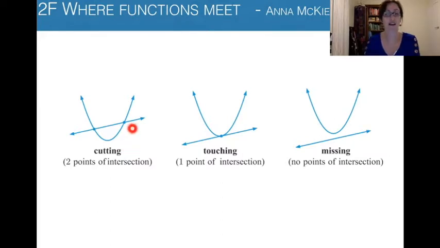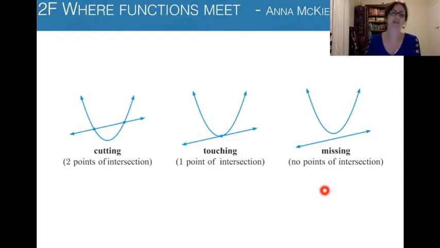They could cut each other, which means that they would meet twice. They could touch each other. Do you know the special name for a straight line to a curve in this scenario? It's called a tangent. T for tangent, T for touch, if you like. And so they meet once. And then the third scenario is that they don't meet at all. And so there is no point of intersection.